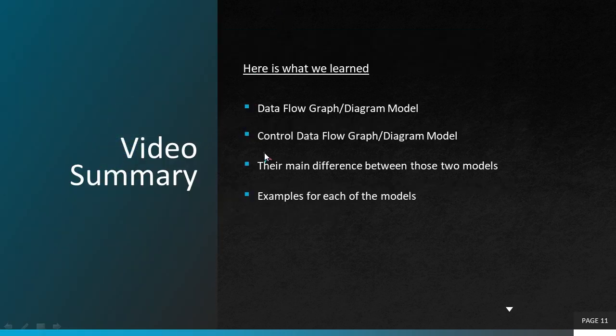So what we learned in this video is that data flow graph, control data flow graph model and their main difference. So I already mentioned about the difference. First one was the control data flow model is concurrent and data flow model is sequential. And in control data flow model there is control node or decision node, but in data flow model there is no control node or decision node. This is the main two differences between these two models. And then for each of the models we already covered the examples. Then that's all.